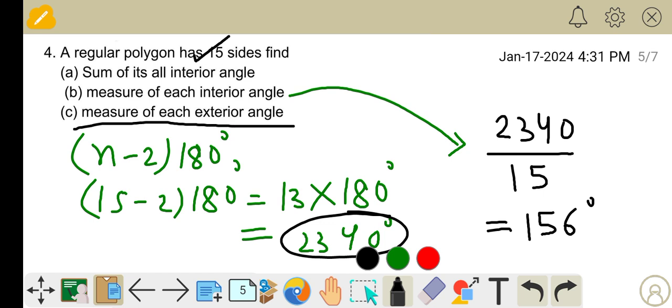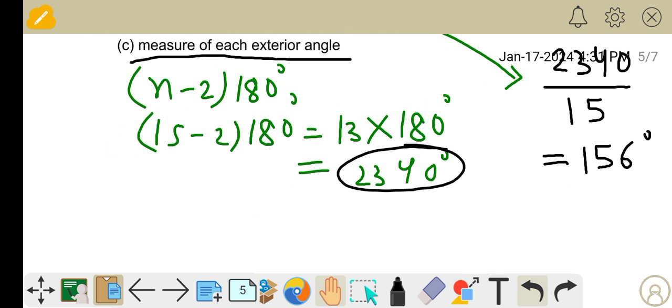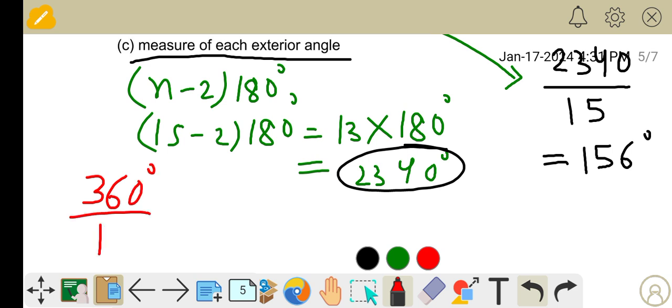And the next question, the measure of each exterior angle. We already know that the sum of all exterior angles of any polygon, regular or irregular, is equal to 360°. And if the sum of all exterior angles is 360° and there are 15 exterior angles, just divide to get the value. So it will be 24° for each exterior angle.